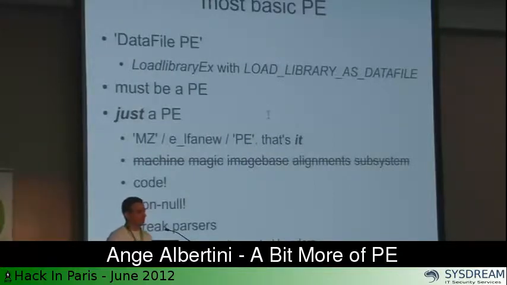It has to be a PE. It will fail if it's any kind of binary, but it can be just a PE in the most strict meaning, which means just MZ, e_lfanew, and the PE signature. That's it. And then it's accepted. So it doesn't even have a magic, a machine, image base, alignment, all these kind of things we think are standard. So if you want to hook at this, make sure that the PE file is different.